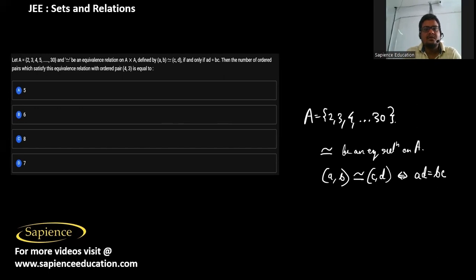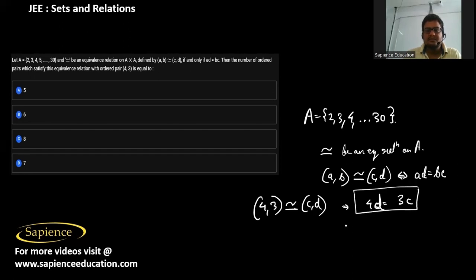So the number of ordered pairs you have to find which satisfy this equivalence relation with ordered pair (4, 3). So it means (4, 3) should be related to (C, D). So it means that AD equals BC, that is, 4D should be equal to 3C. Here B is 3, A is 4. So 4D should be equal to 3C. It means C should be equal to 4D by 3. It means D should be a multiple of 3.